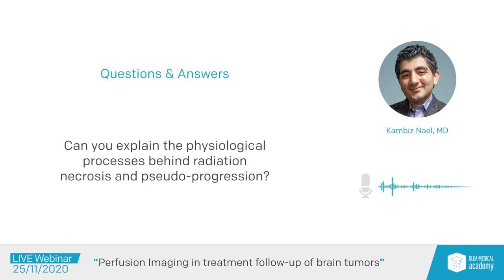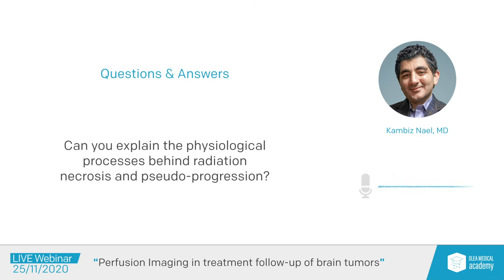Yeah, so the differences are in the histopathology. If you look at the histopathology literature, there is evidence of more inflammatory changes in pseudo-progression, so it's a more acute phase of post-treatment changes. But if you look at radiation necrosis, you basically have hyalinized vessels, fibrotic tissue, and infiltration of fibroblasts and macrophages. So it's more chronic changes.